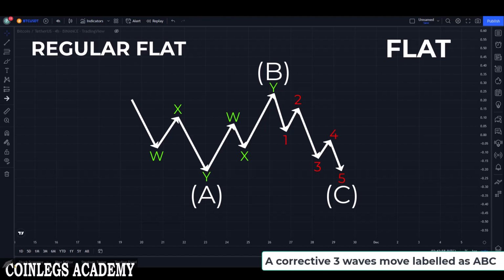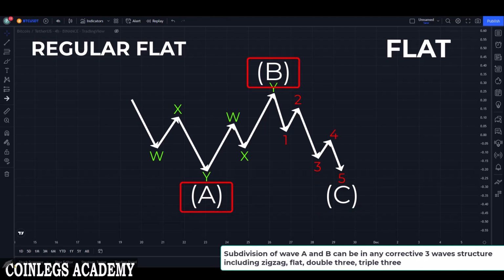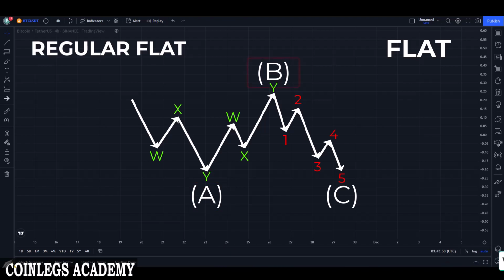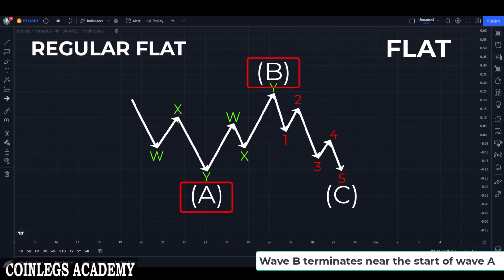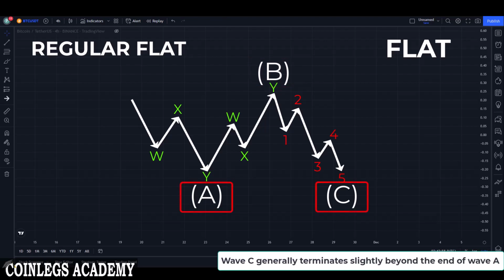Regular flats have a corrective 3-wave move labeled as ABC. The subdivision of waves A and B is in 3 waves. The subdivision of wave C is a 5-wave impulse or diagonal. The subdivision of waves A and B can be any corrective 3-wave structure, including zigzag, flat, double three, and triple three. Wave B terminates near the start of wave A. Wave C generally terminates slightly beyond the end of wave A, and wave C needs to have momentum divergence.